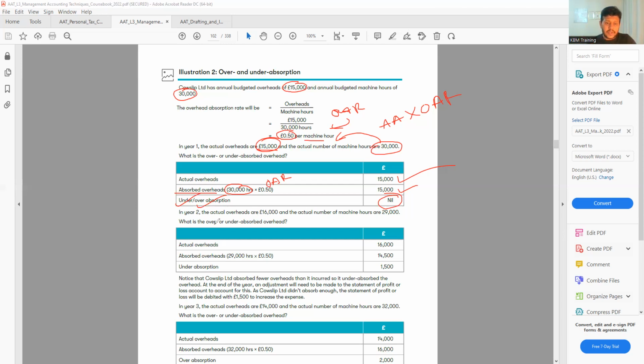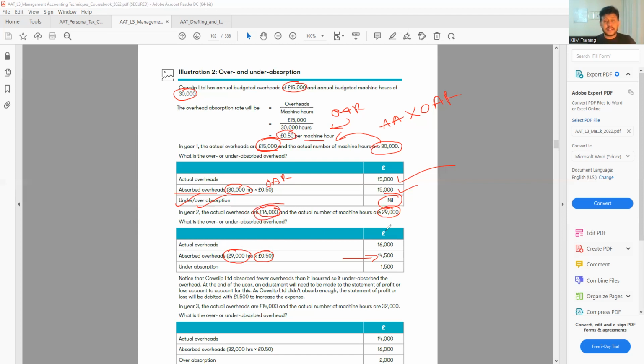In the next scenario, for example, my actual overhead is now 16,000, not 15,000, and the actual number of machine hours is 29,000. So what is happening here? 29,000 is the actual activity level, times the OAR of 50, and that gives me 14,500. So overhead absorbed is 14,500, but the actual overhead is 16,000.